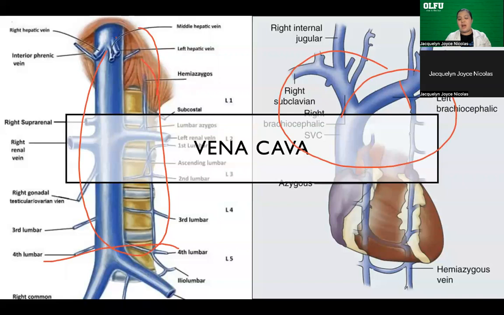Then you have the superior vena cava. Parang nabablanko, no? The superior vena cava, which is responsible naman for the blood flow from the head, okay, from the arms, the upper extremity, going back to the heart. Okay, so this is significant as we go through our discussion.